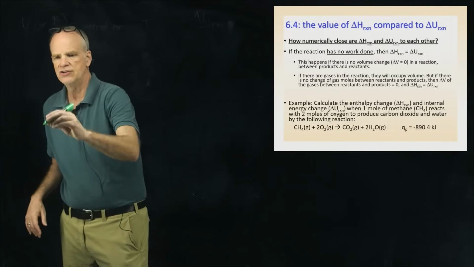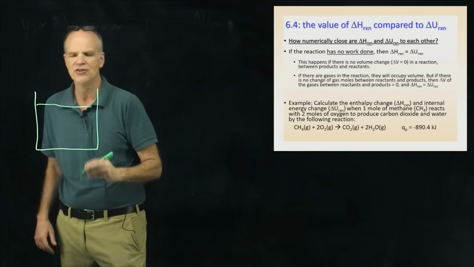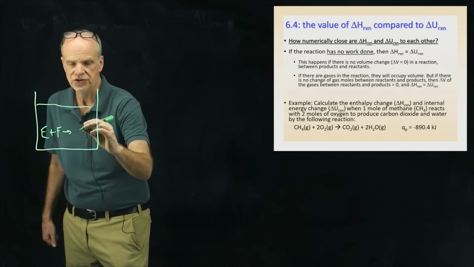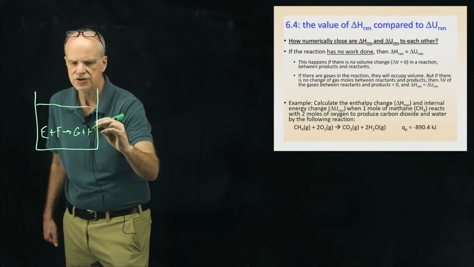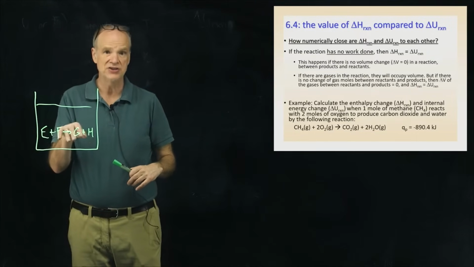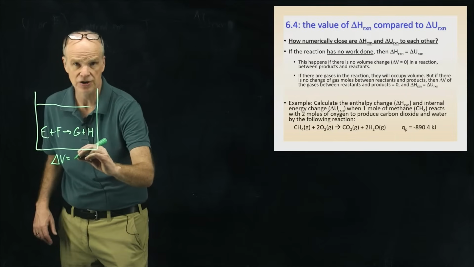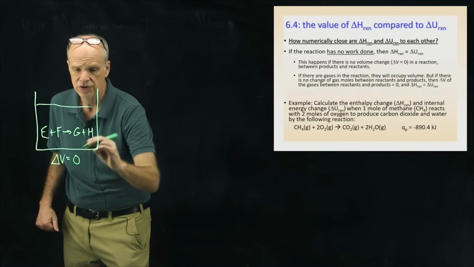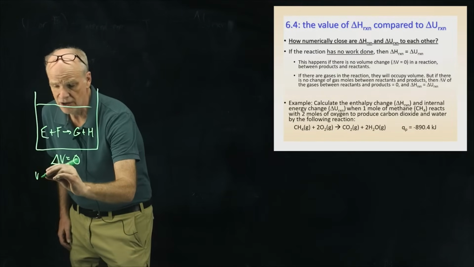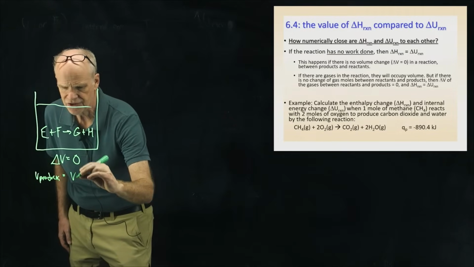So let me give you an example here. Let's say you have a beaker here, and let's say it has chemicals in it. And this time you're reacting E and F, and it's producing G and H. Let's say you are observing this reaction, and you see that there is no change of volume as this reaction goes. So you can say delta V is 0. And the reason delta V is 0 is because the volume of the products, for example, is going to be exactly the same as the volume of the reactants.